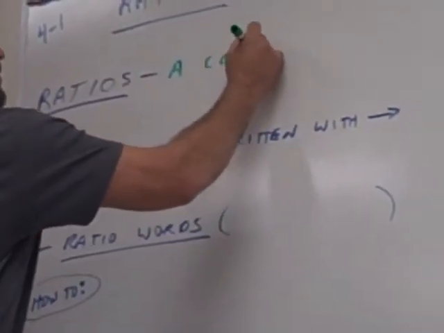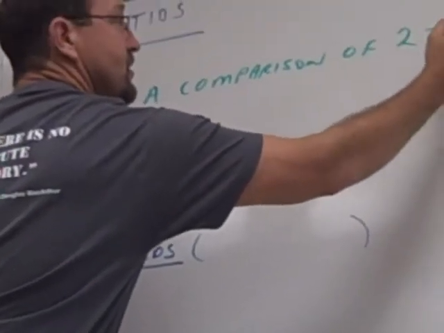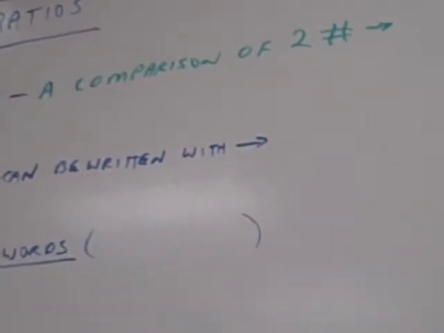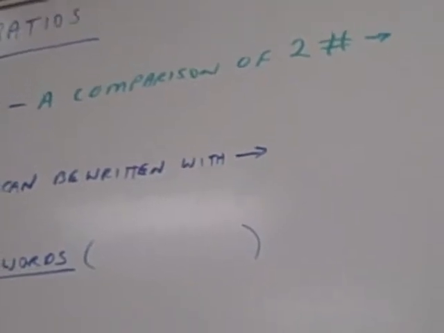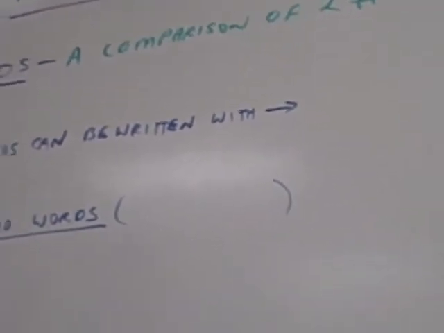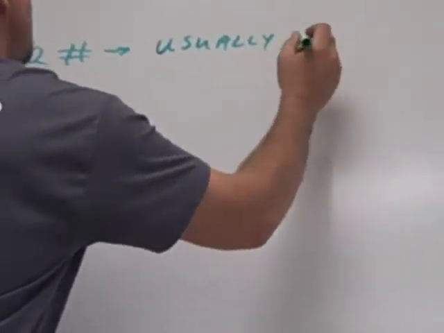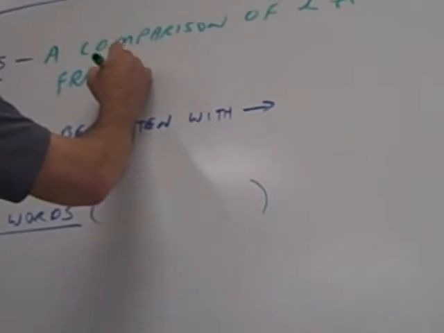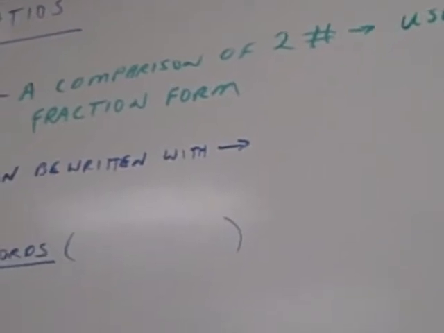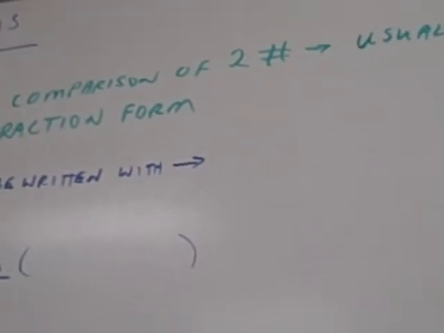A ratio is a comparison of two numbers. Usually in fraction form.